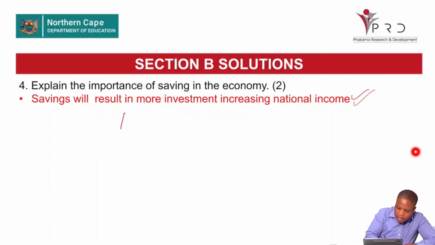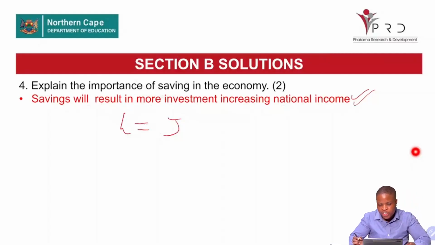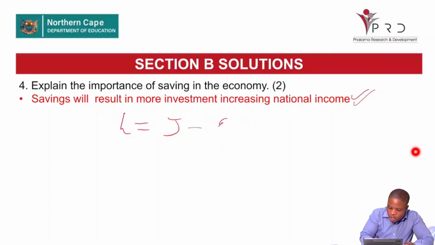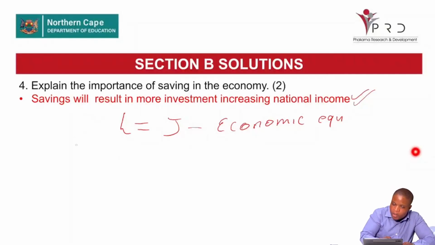Remember, grade 12, we say L equals J, meaning leakages are equal to injections. And this gives us what? The economic equilibrium. Now, the question can say to you, justify the economic equilibrium. So you must tell us that economic equilibrium means leakages are equal to injections. How does this happen? Savings will flow back into the economy. In the long run, it will result in investment. So savings flow back to the economy as an investment.